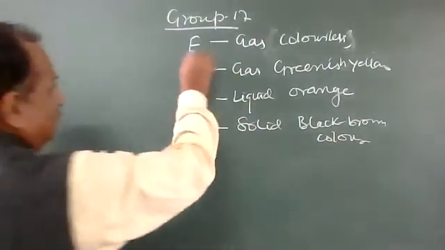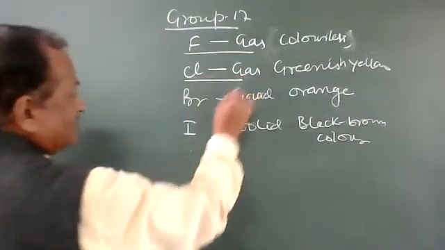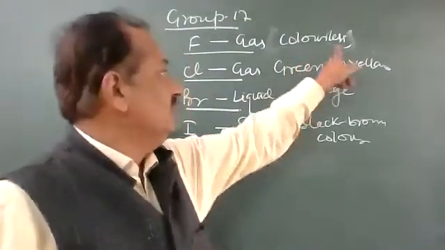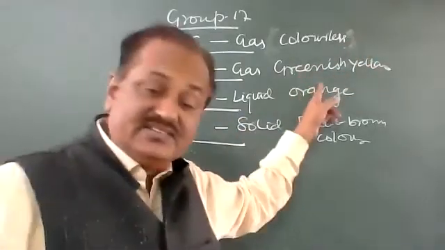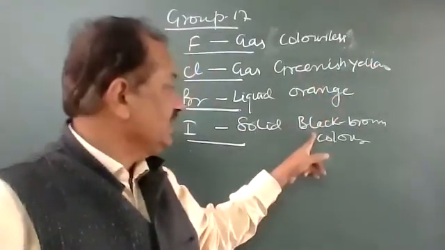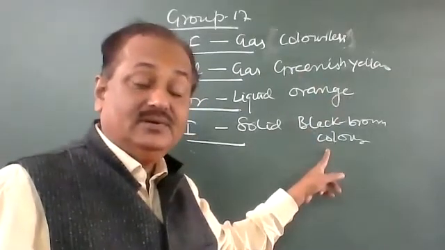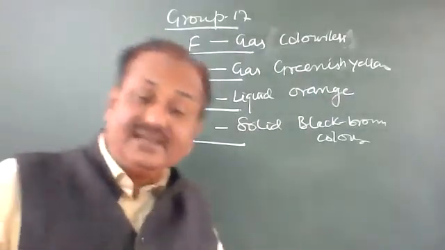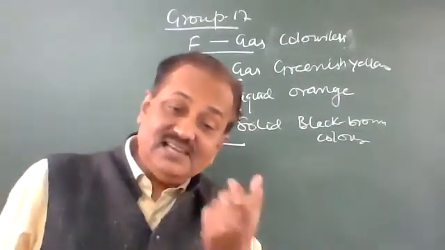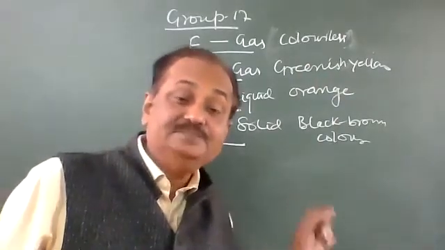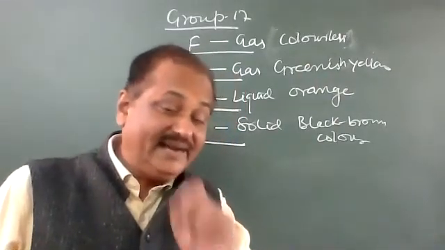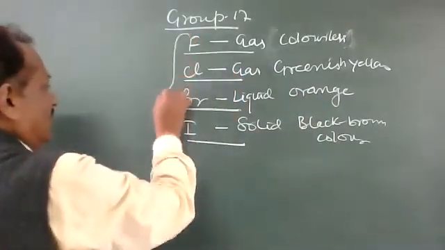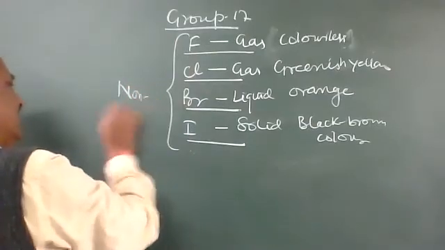What happens? Fluorine is a gas, chlorine is a gas, bromine is a liquid, iodine is a solid. Fluorine is a colorless gas, chlorine is a greenish yellow gas, bromine is orange, iodine is black-brown. What is clear is that it goes from gas to solid. Metals are solid, so we can say iodine is metallic in appearance. They are all essentially non-metals.